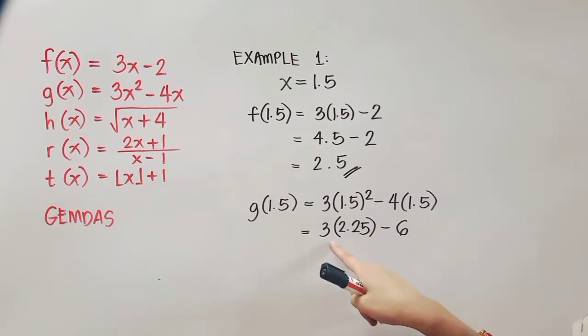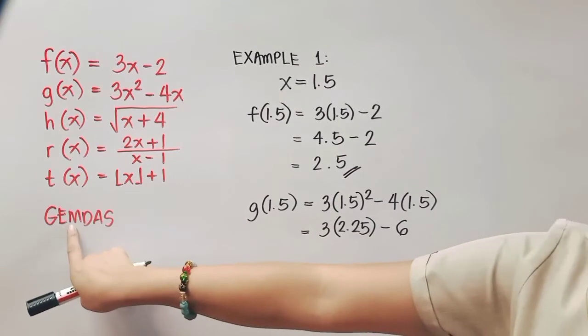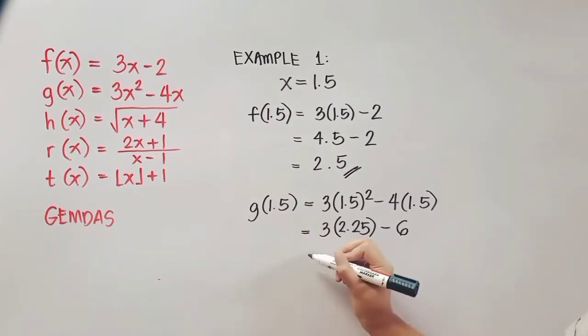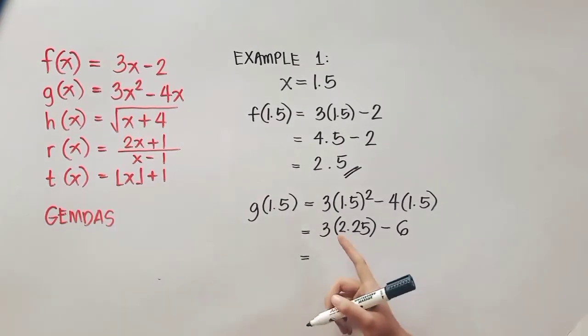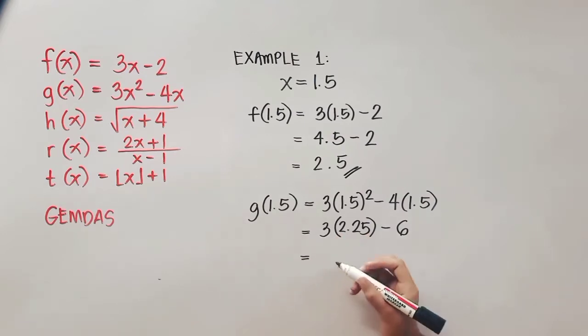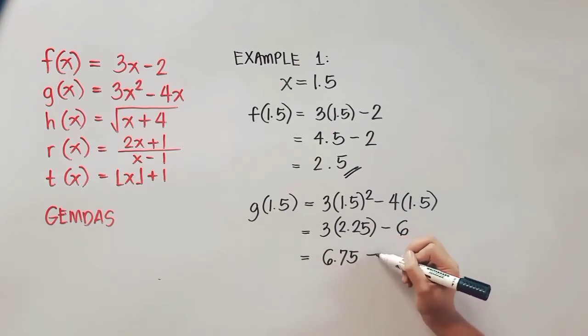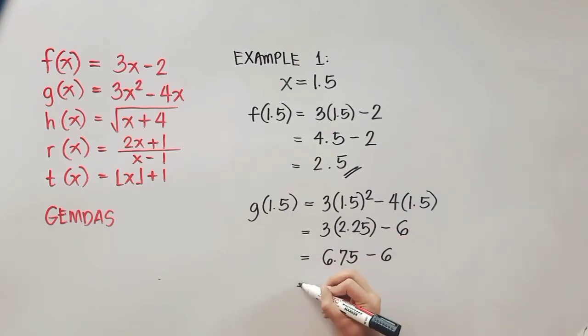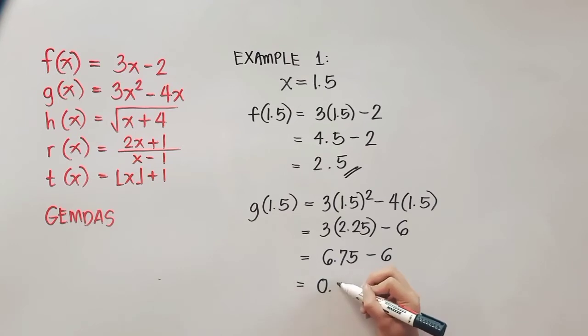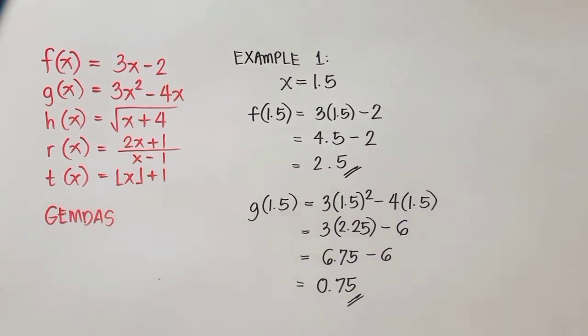Now again, start with multiplication before subtraction from our GEMDAS order. So this will give us 6.75. Then copy minus 6. So performing that one, it will give us a final answer of 0.75.